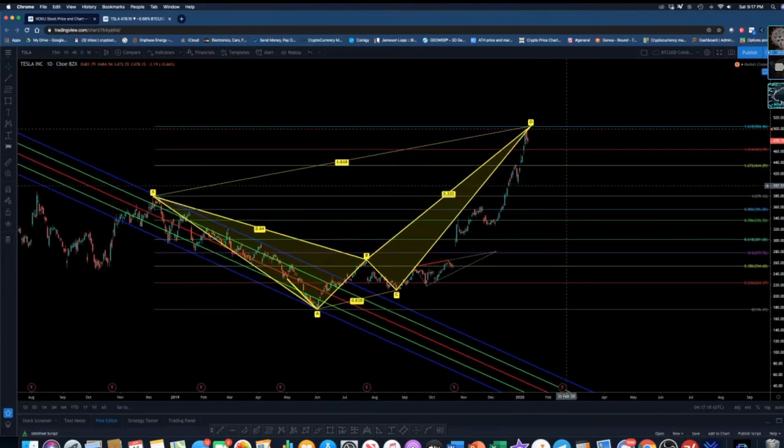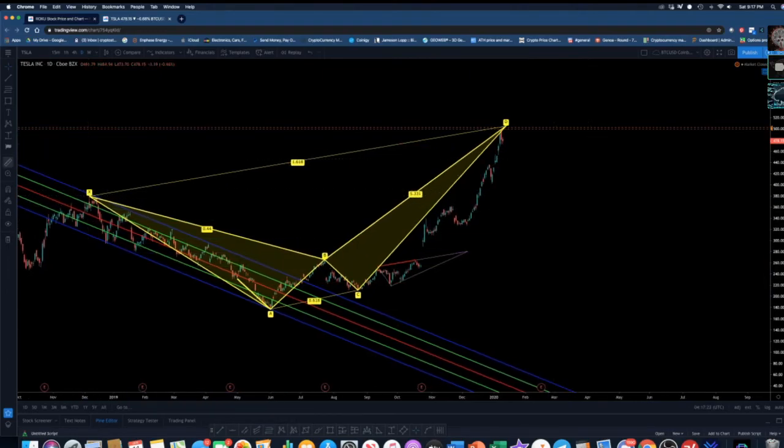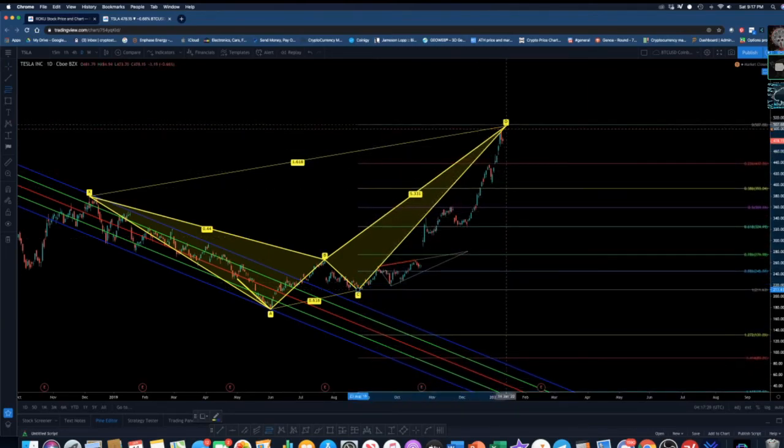What would be the measured move on the downside? Measured move now, we get rid of that one because now we're going the other way. So we take the swing low C and we go to D.